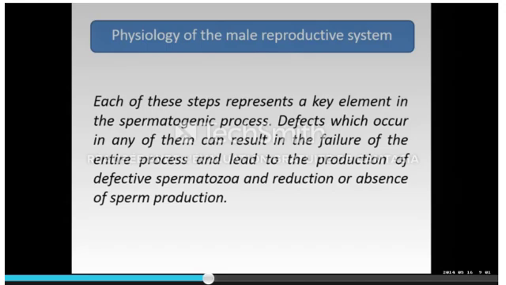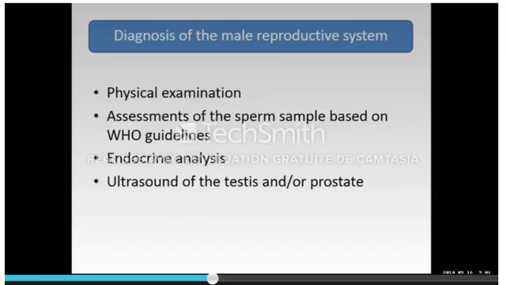So, just in summary, each of these steps represents a key element in the spermatogenetic process, and defects which occur in any of them can result in the failure of the entire process and lead to the production of defective spermatozoa, reduction or absence of sperm production. Okay, now we're quite done with fundamental science.